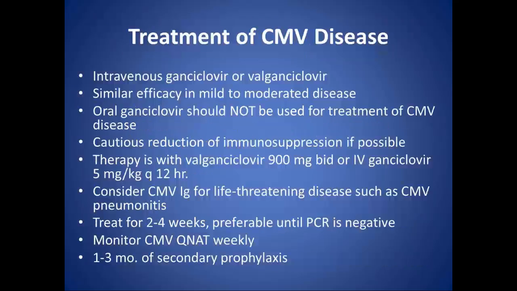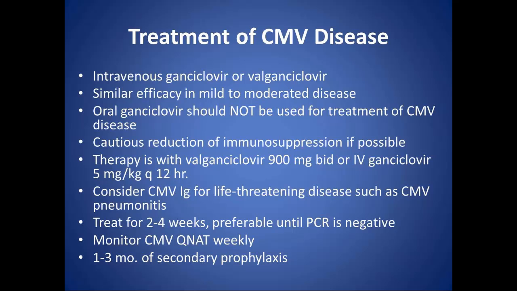Okay, what about treatment of CMV? For treatment, we should use IV Ganciclovir. You should not use oral Ganciclovir to treat CMV disease. You can consider it for prophylaxis, but not for treatment. If somebody has mild to moderate CMV disease, you can use Valacyclovir, but if they have severe disease, they should get IV Ganciclovir, and sometimes also CMV immune globulin, especially if they have a life-threatening infection like CMV pneumonitis.